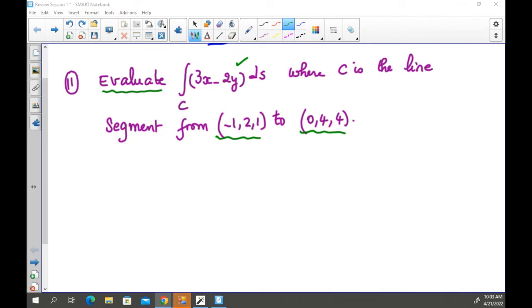ds. So we're integrating along this curve C, which is basically a straight line from this point (-1, 2, 1) to this point (0, 4, 4). So this is the curve C.